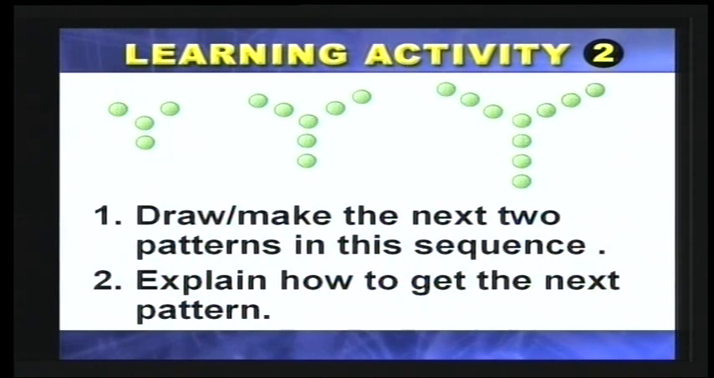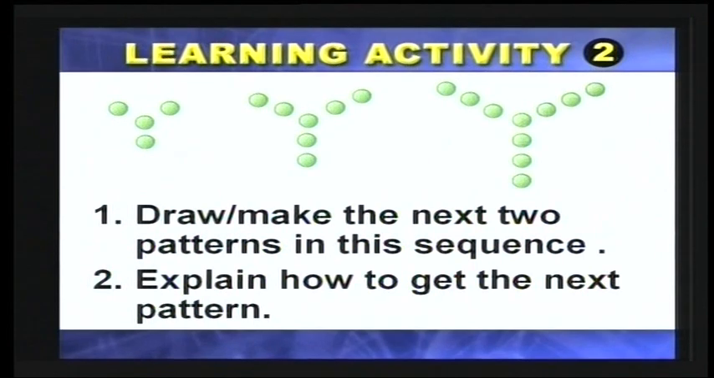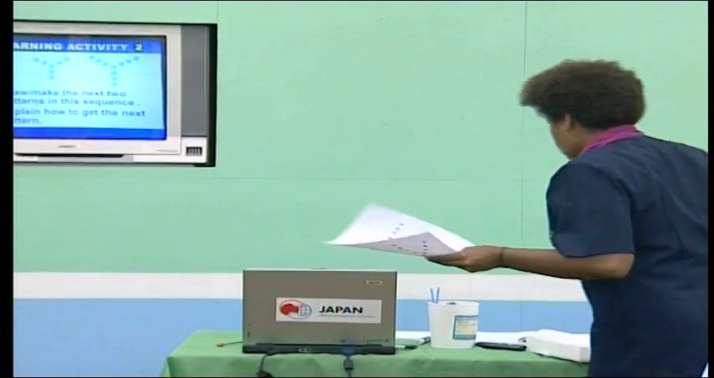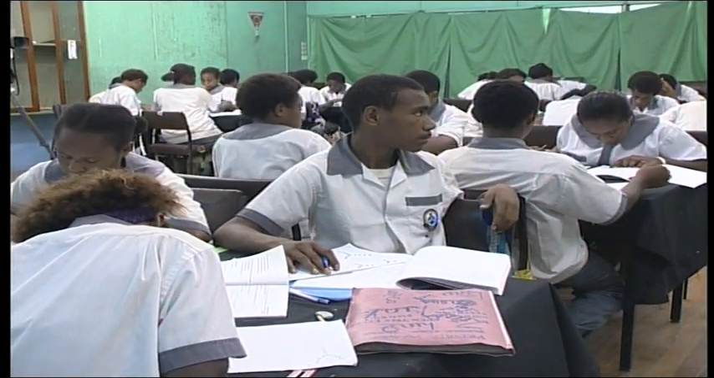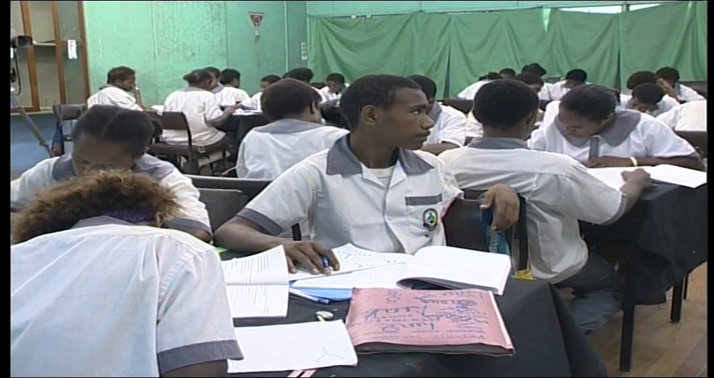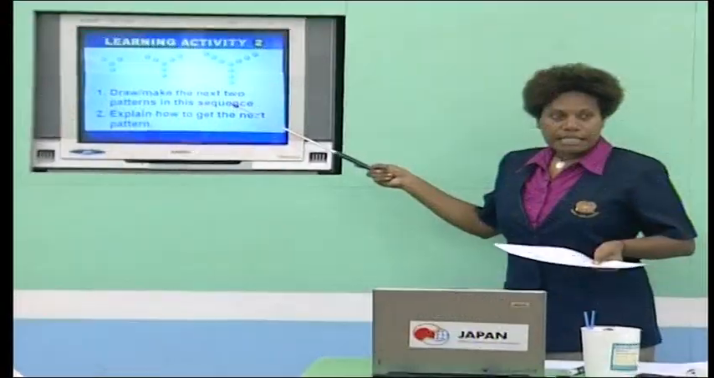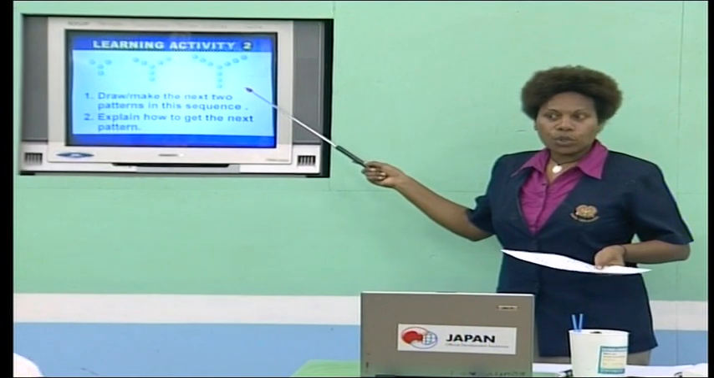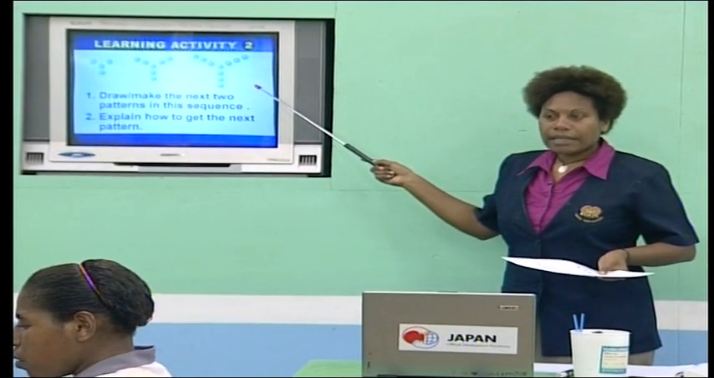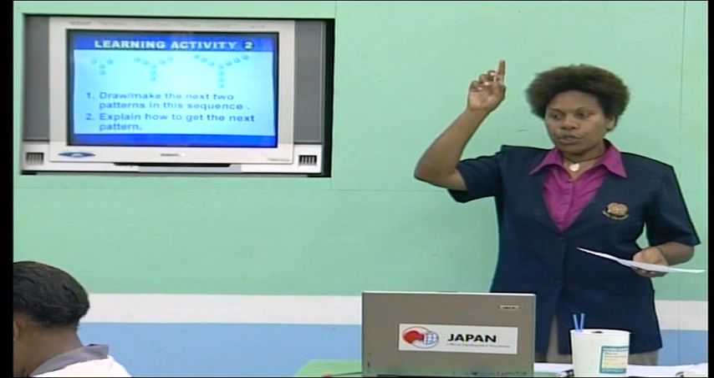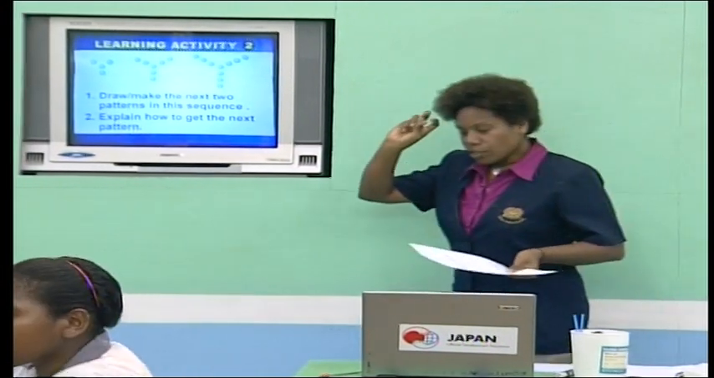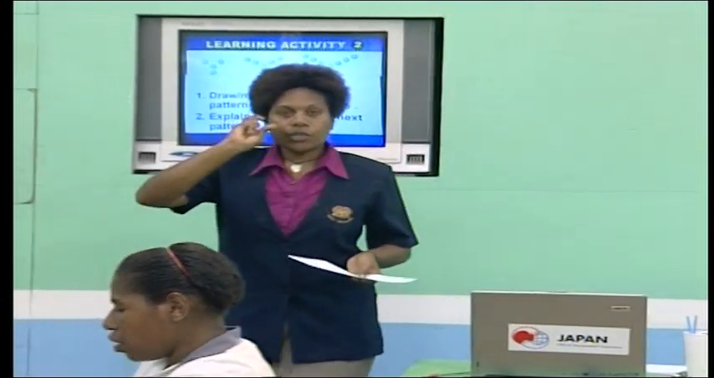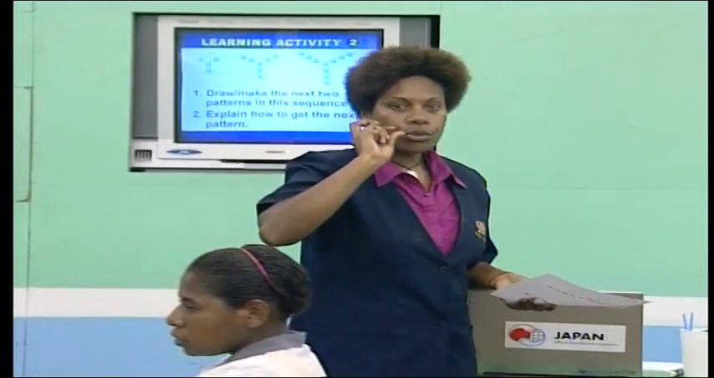Okay, have we finished, 7 years and receiving students? All right, let's just go through. You were to draw the next two patterns in this sequence here. So what would be the next two patterns? Can anyone show the class what they drew, receiving students?